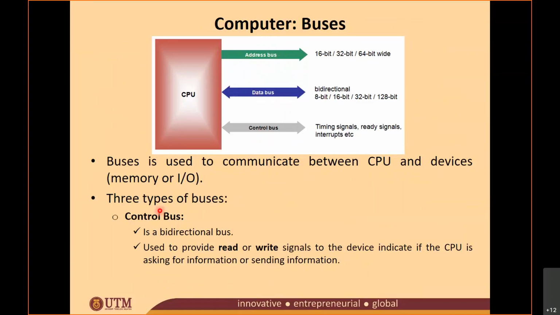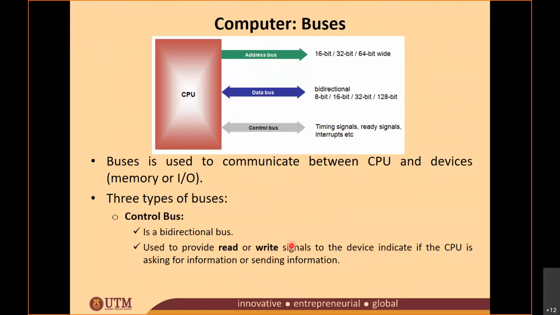Okay, so let's look at the control bus yang bawah ni dulu. Kalau kamu tengok bawah ni, this control bus, kamu tengok dia punya arrow masuk ke CPU and keluar dari CPU. So we call it a bidirectional bus lah, sebab dia punya data can come in to your CPU or go out from the CPU. This control bus is used to provide a read or write signal to the device, to indicate if the CPU is asking for information or sending information.